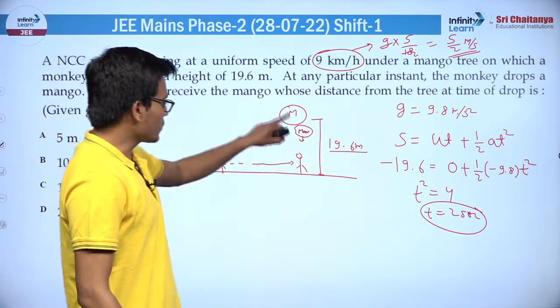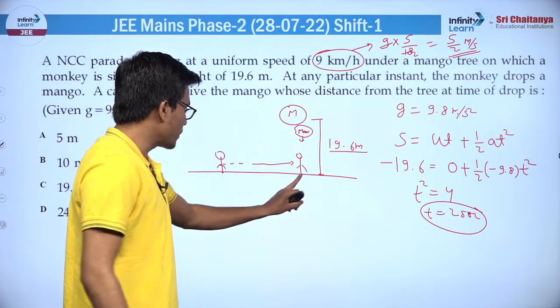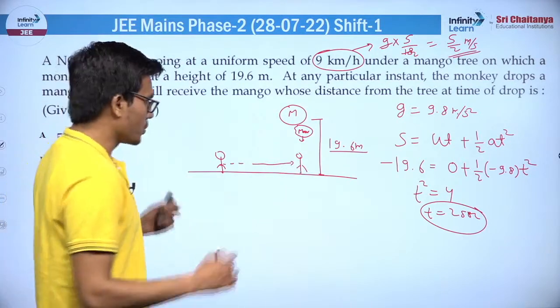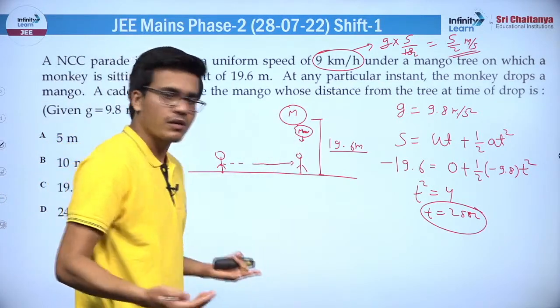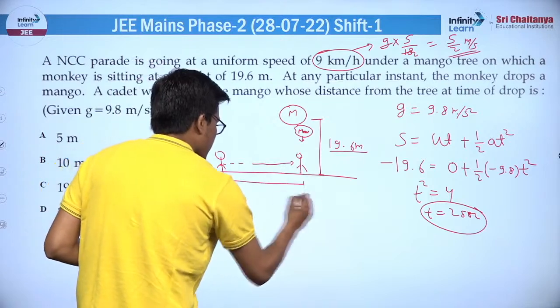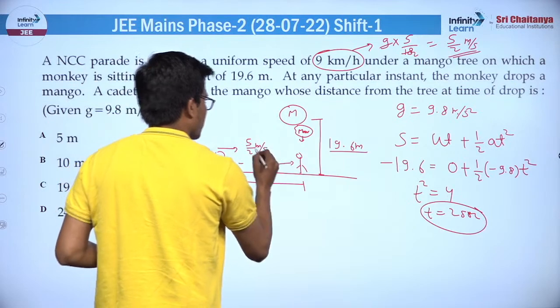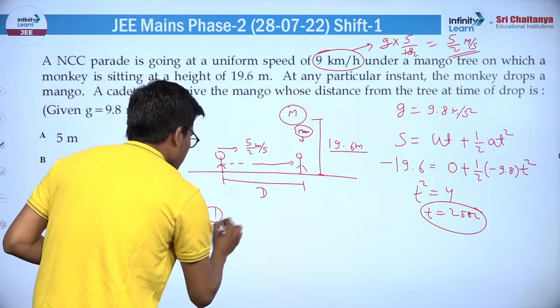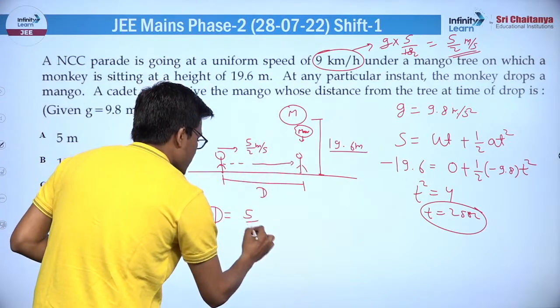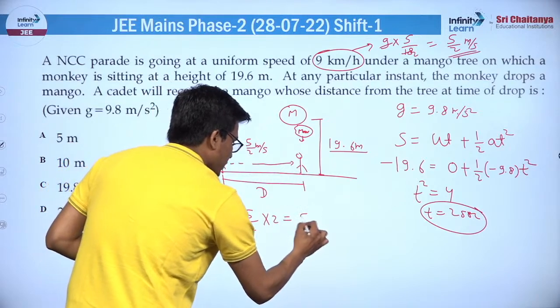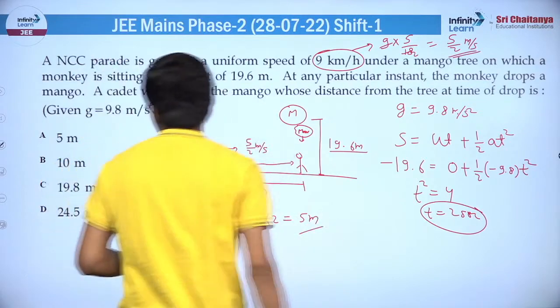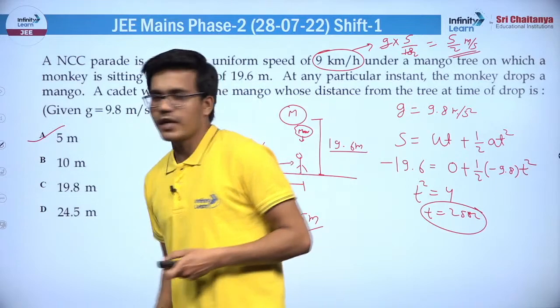Alright, so in 2 seconds this parade from here to here should reach if they have to catch the mango, right? So let us say this distance is d, speed you have already calculated, 5/2 meter per second. I want to find the distance, so distance should be speed into time, that is 5 meter, right? So the correct answer is A option.